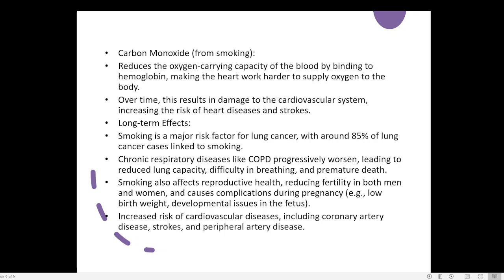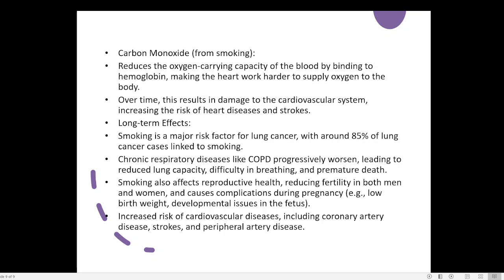It reduces the oxygen carrying capacity of the blood by binding with hemoglobin. Smoke always contains a little bit of carbon monoxide. So when you are smoking, along with the nicotine and tar, you are also inhaling carbon monoxide. Carbon monoxide can combine with hemoglobin, thereby reducing the oxygen carrying capacity of the hemoglobin, making the heart work harder to supply oxygen to the body. Over time, this results in damage to the cardiovascular system and increases the risk of heart disease and stroke.